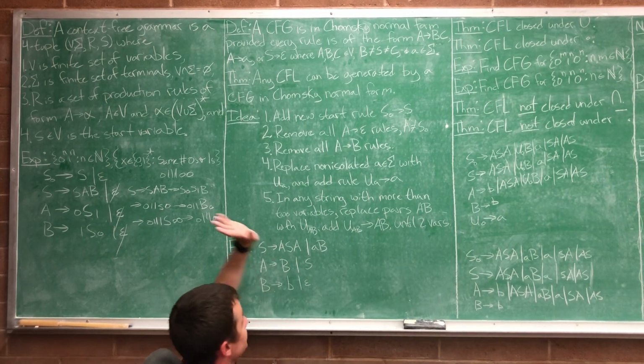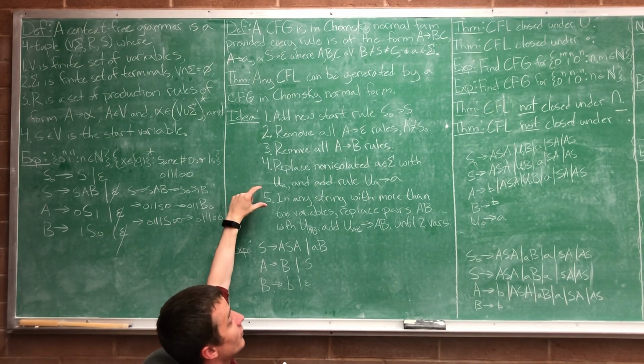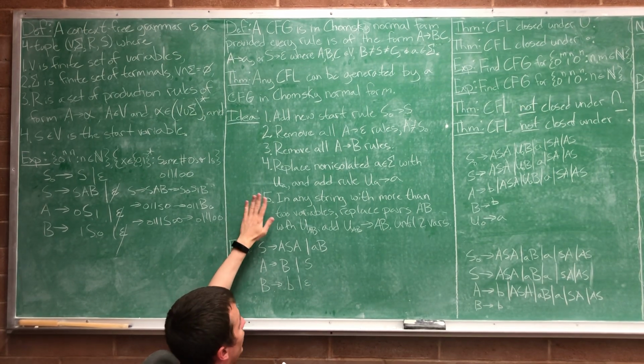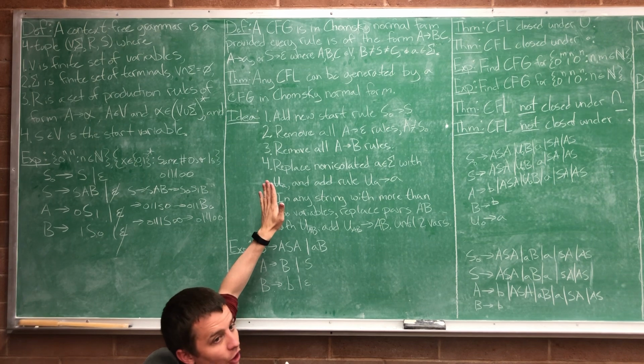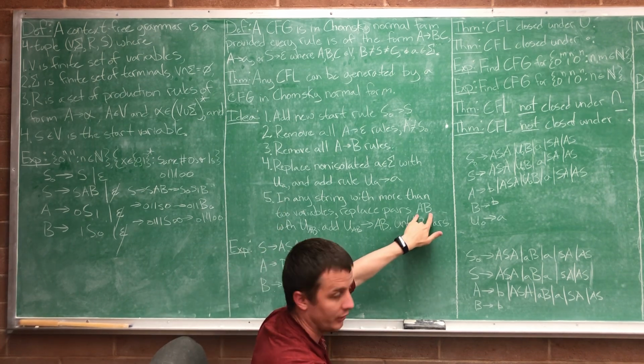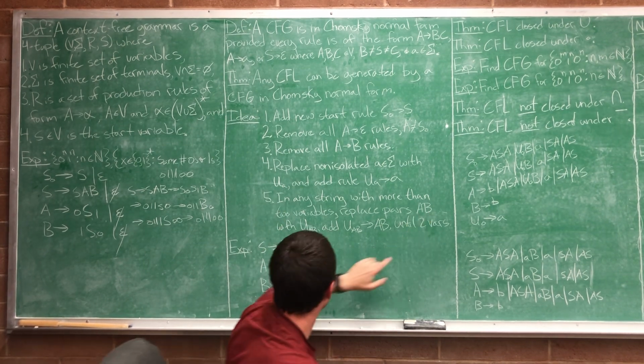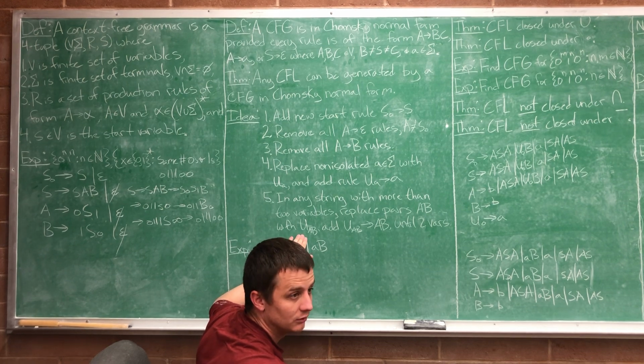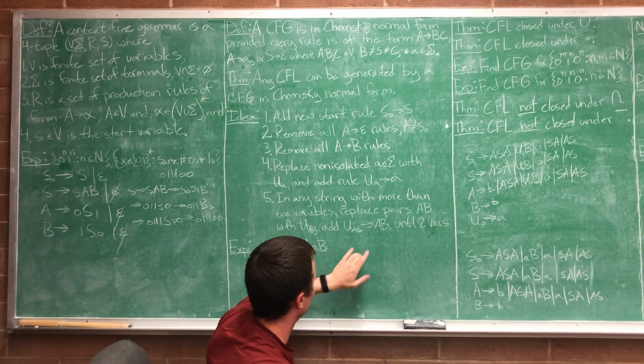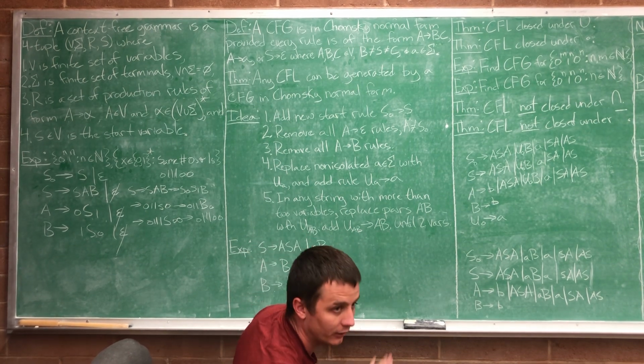And we're almost there. Finally, in any string with more than 2 variables, we're going to replace pairs of variables with just a new variable, and then add a production rule that that new variable goes to that pair of variables.